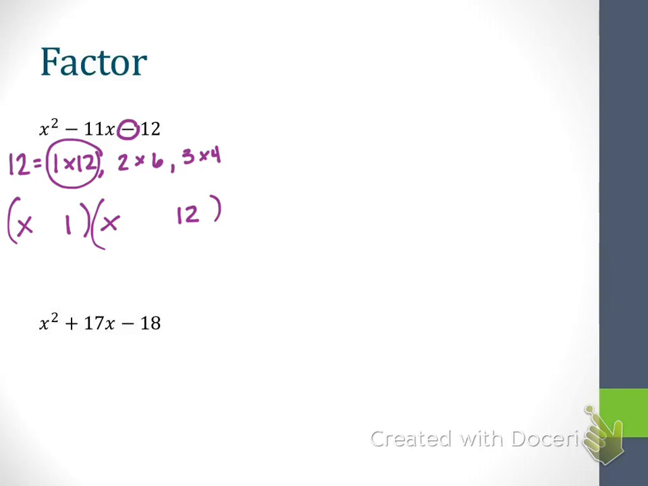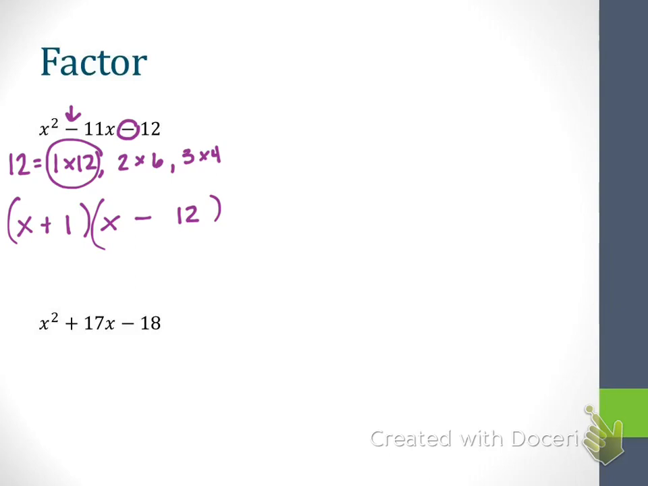Negative 11. Since this number is negative, I put my negative sign with the largest number. I have a 1 and a 12. Where's that negative sign going? With the 12. So I know the other one has to get a plus.